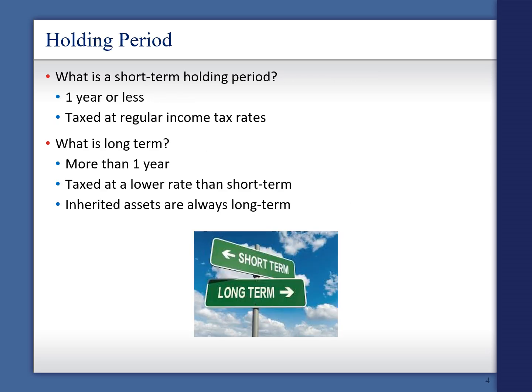There are two types of holding periods, short-term and long-term. The short-term holding period is 1 year or less. Short-term sales are taxed at the taxpayer's marginal rate. The long-term holding period is anything more than a year. Long-term sales are taxed at a progressive rate beyond the taxpayer's adjusted gross income. The current long-term tax rates are 0%, 15%, and 20%.